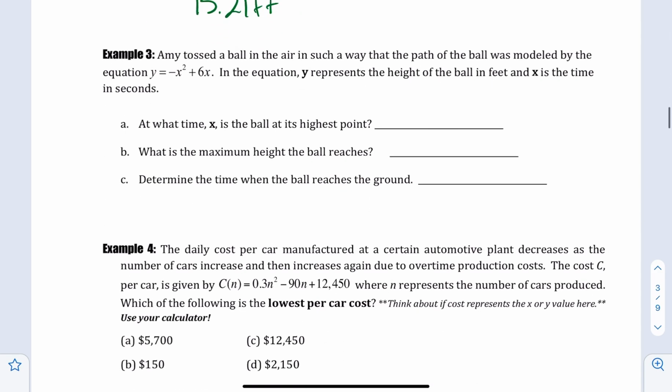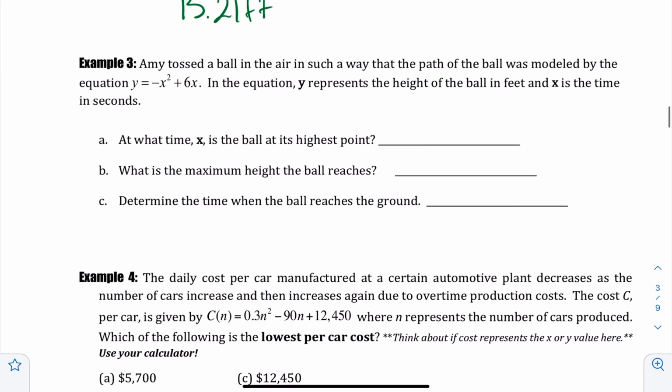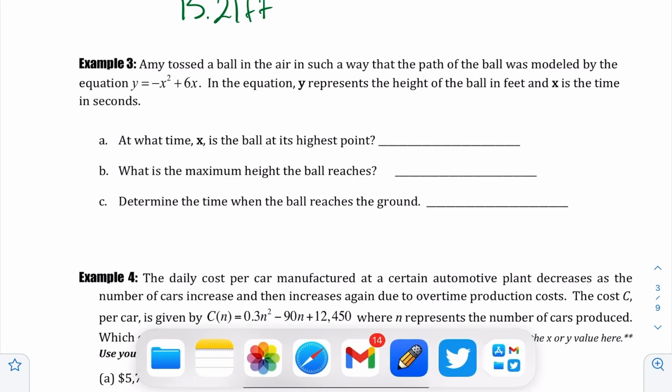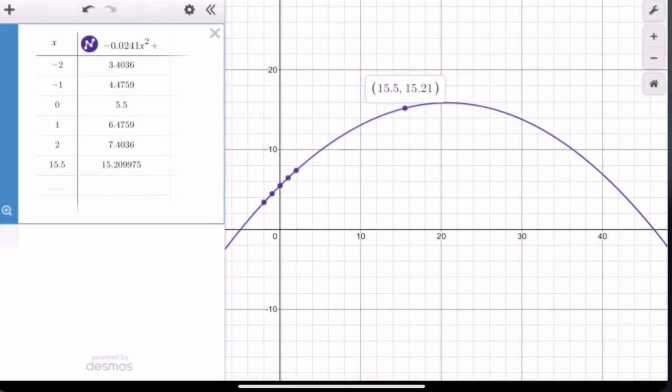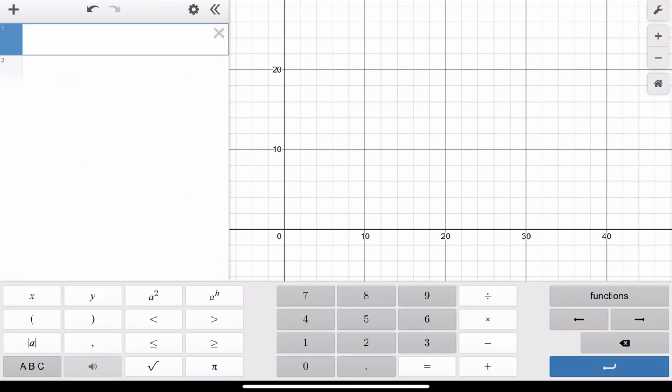Let's do another one. Amy tosses a ball in the air in such a way that the path of the ball is modeled by the equation negative x squared plus 6x. In the equation, y represents the height of the ball, and x is the time in seconds. So we're going to go ahead and graph this in Desmos. So we've got y equals negative x squared plus 6x.